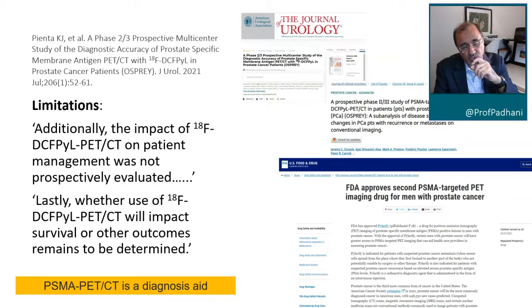So you can see these are two studies that were published recently that led to the FDA approving PYL-PSMA for practice in the USA. And you can see the statements in both of those papers. What they say is the impact of PYL on patient management was not prospectively evaluated. Lastly, whether the use of PYL will impact on survival and other outcomes remains to be determined.